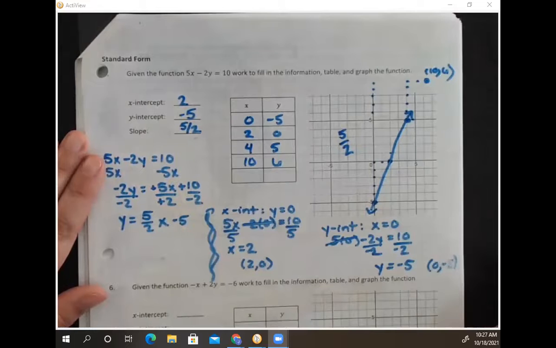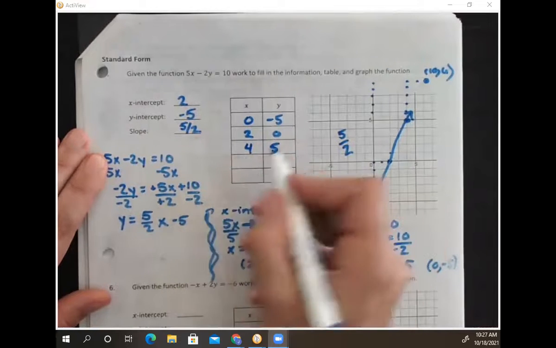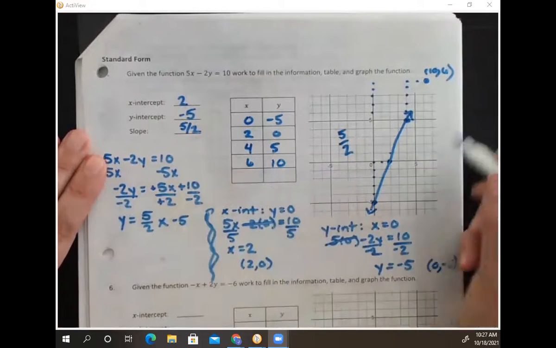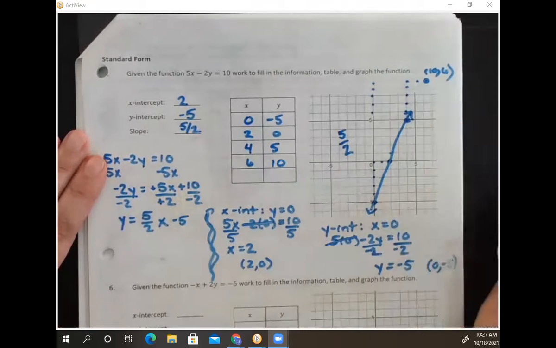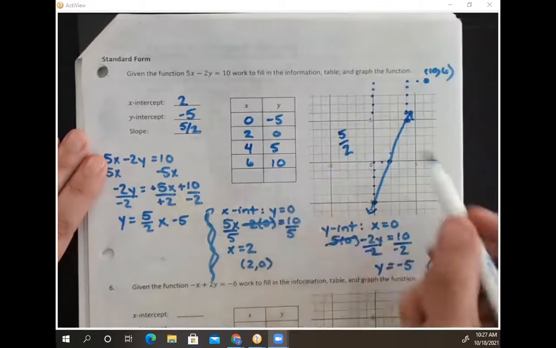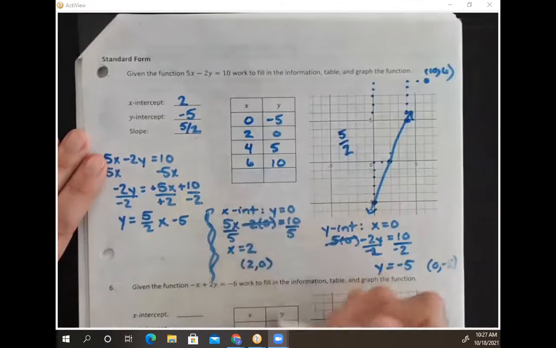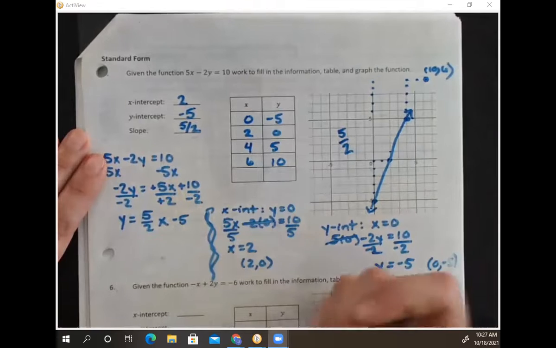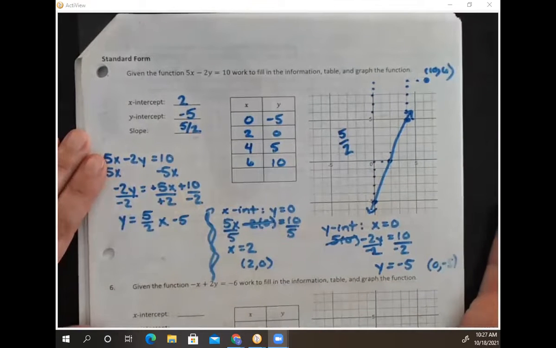If I wanted to reverse that, 6 comma 10, sorry, x comma y. 6 comma 10. If I wanted another point, which I do, because I've got a spot left in my table, I can plug in a value for X and see what I get for Y.